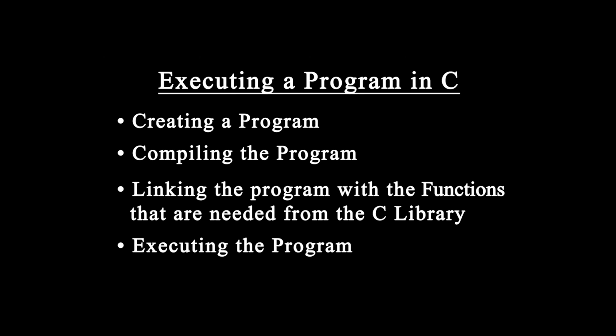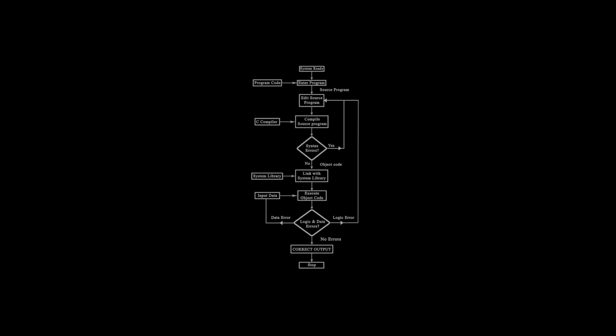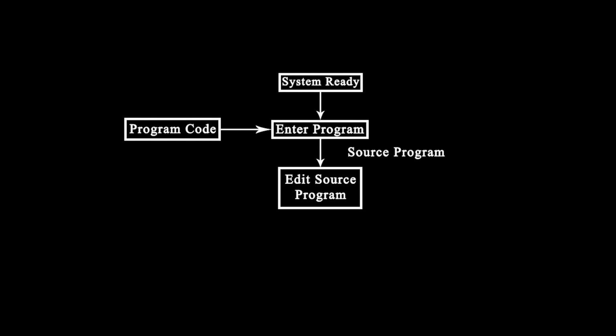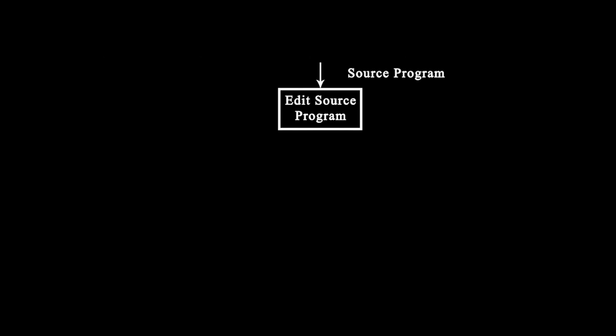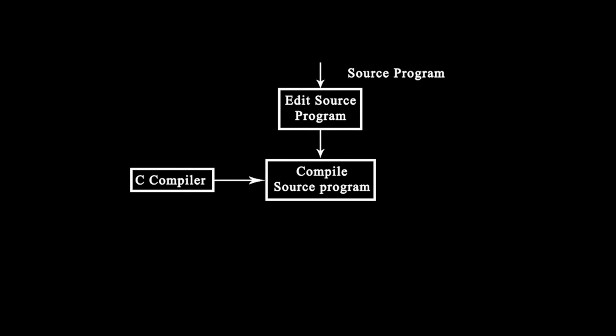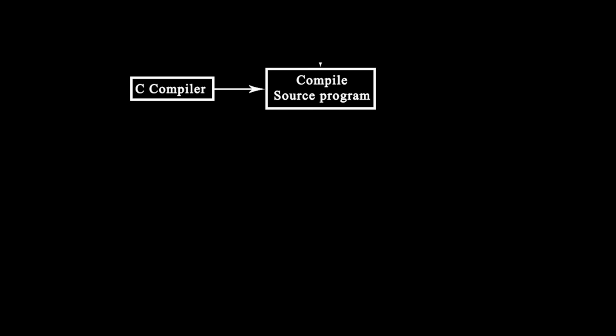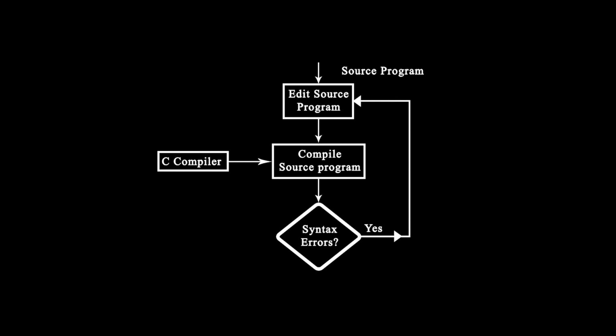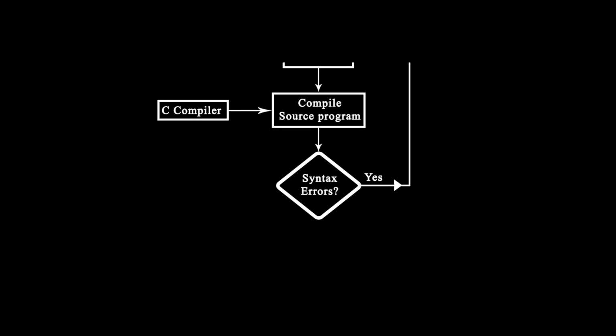I'll illustrate the process of creating, compiling and executing a C program with the help of a flowchart. First our system gets ready, and then I'll enter a program which I have, and then I'll check from my end if there is any error in the program. After that, I'll be compiling my program through the C compiler, and then the compiler will check for any syntax error. If there is any syntax error, I'll be going back to my edit source program block where I'll be checking again if there is any error inside my program or not.